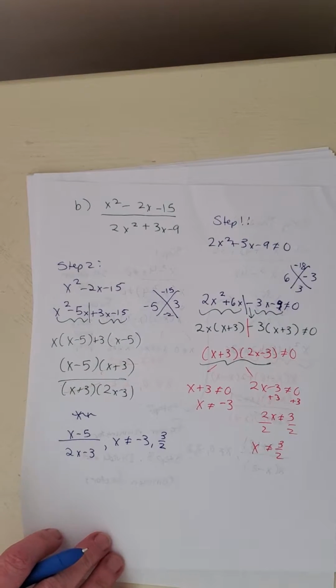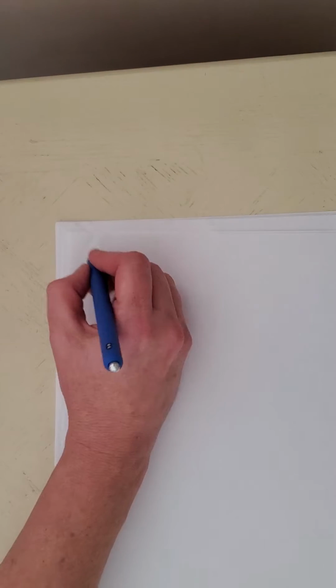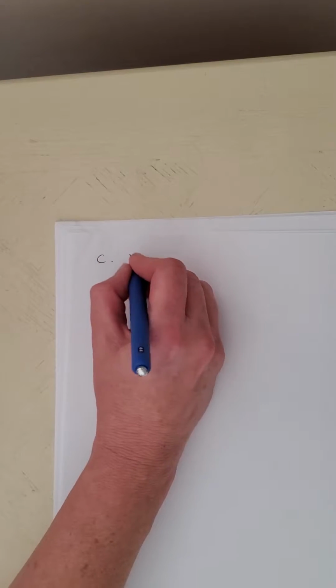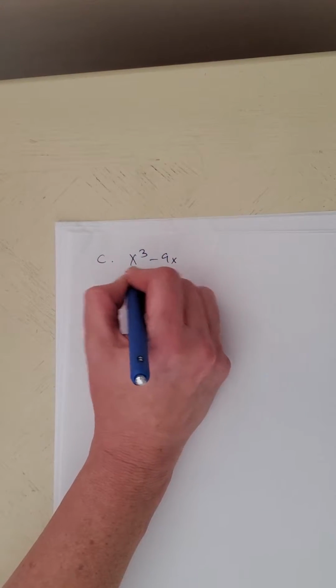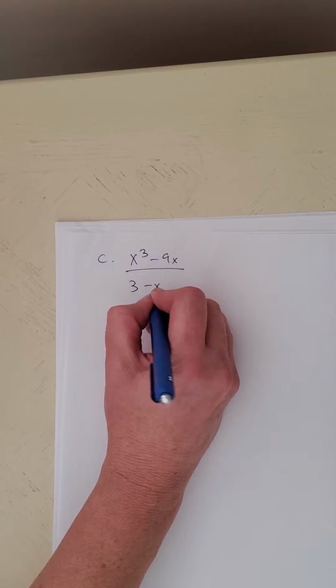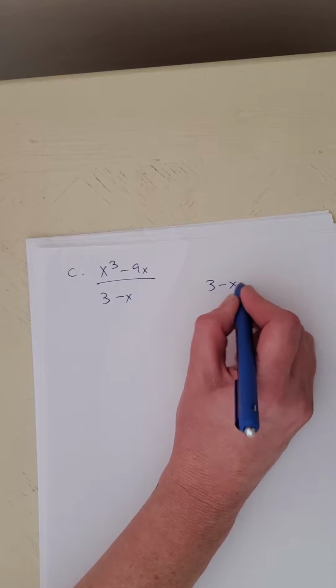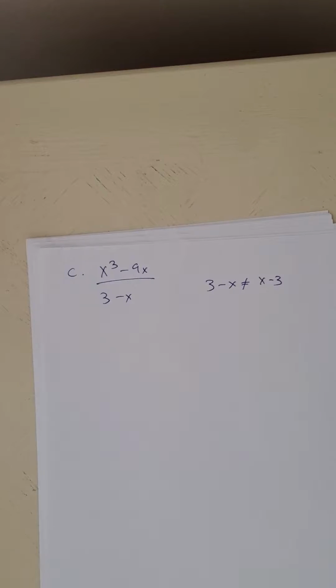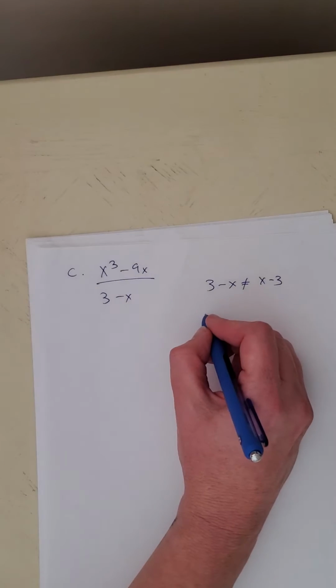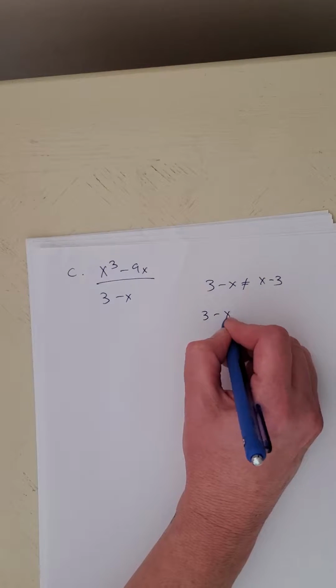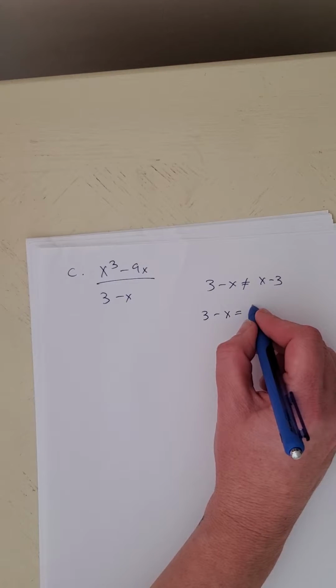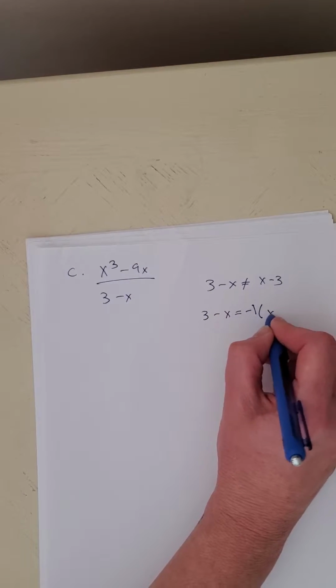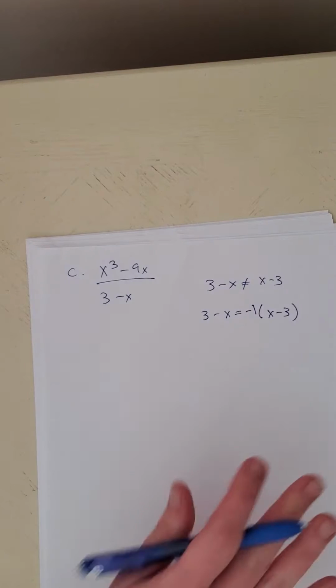All right, and finally the try these C. This one's a little different because we have a little bit of a switch up with the denominator. X cubed minus 9x over 3 minus x. I want you to understand 3 minus x is not the same as x minus 3, but 3 minus x is the same as negative 1 times x minus 3, and I'll show you why that is.